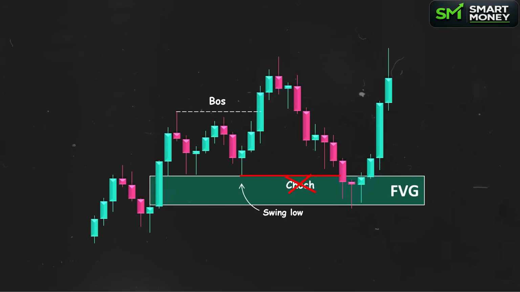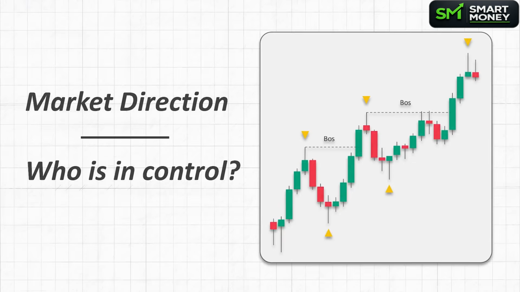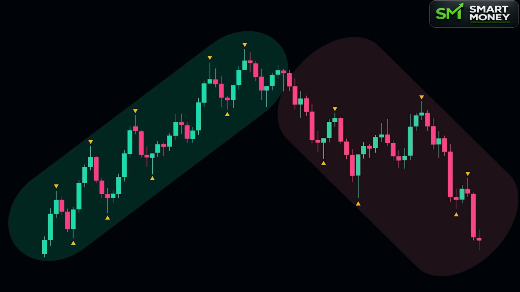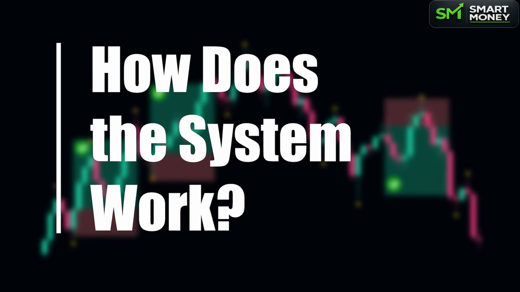But before we continue, market direction. Who is in control? Identifying market direction is the first step in analyzing any price chart. The goal is to determine the trend and identify whether buyers or sellers are in control of the market. Trading in the direction of the dominant side increases the probability of success and helps you stay aligned with the overall market momentum. How does the system work?